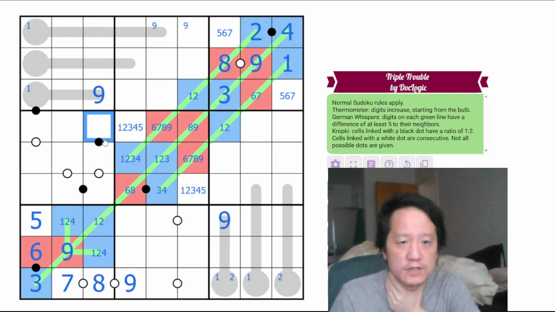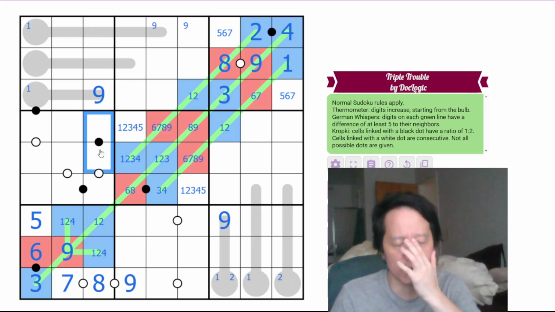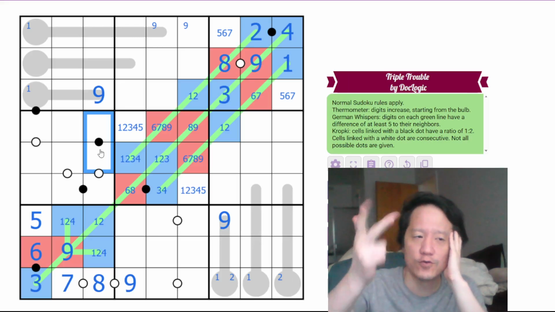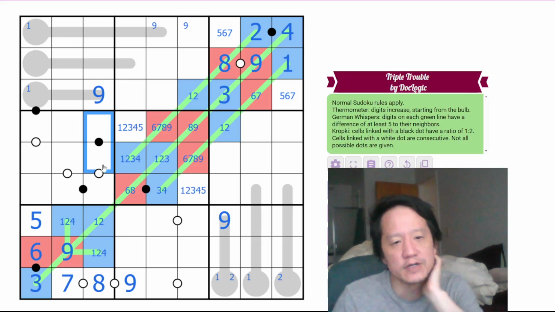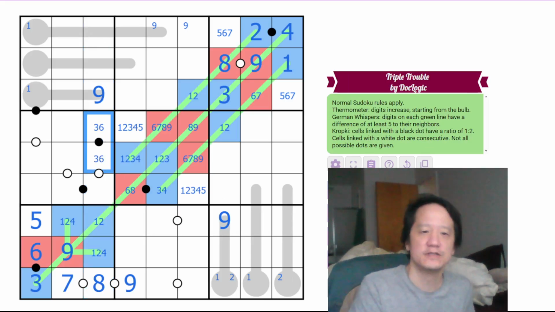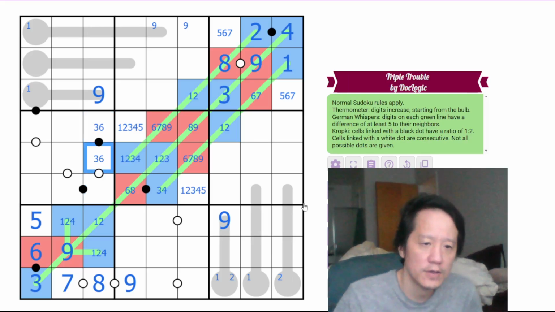What are the 2 digits next to this black Kropke dot? If we try to have 1, 2, 2, 4, or 4, 8, the problem is 1, 2 would eliminate all possibilities for that cell. 2, 4 would eliminate 2 and 4 here, and both of these would be 1, which would mean we have a repeat in the column, which is not allowed. And 4, 8 doesn't work because 8 is already in the column. So this must be then the pair of 3 and 6. So this is 3 and 6 here.